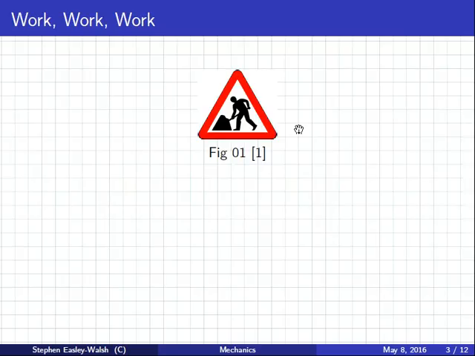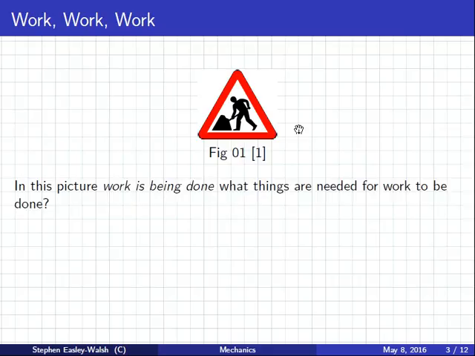Right, so in this picture, ready? In this picture, work is being done. So what things do we need for work to be done? If you want to say something is doing work, what things do we need? Have a look at the picture. Yeah, so the man has a force. That's one thing we need. What else would we need? Time.